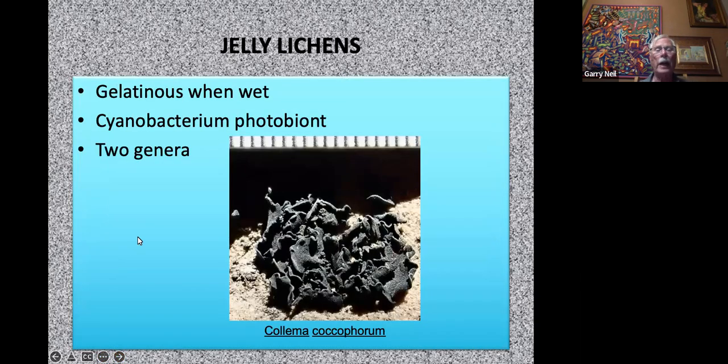All right, then the gelatinous ones. This one is called Collema. It's found on soil. It's also found on bark, and it's also found on rock, but mainly on soil. And again, there are two genera. There is Collema, and then there's another group called Leptogium, and they're quite common.